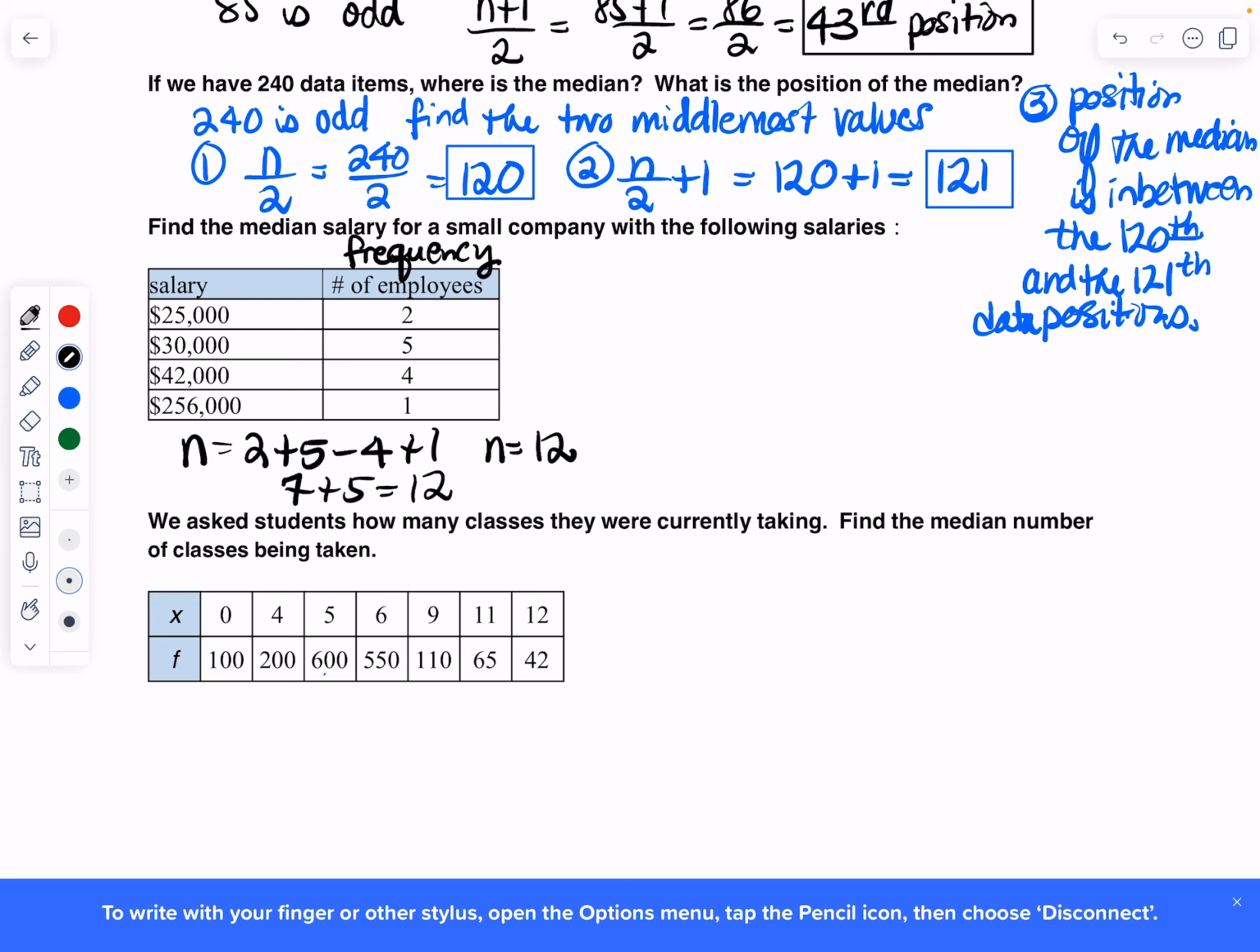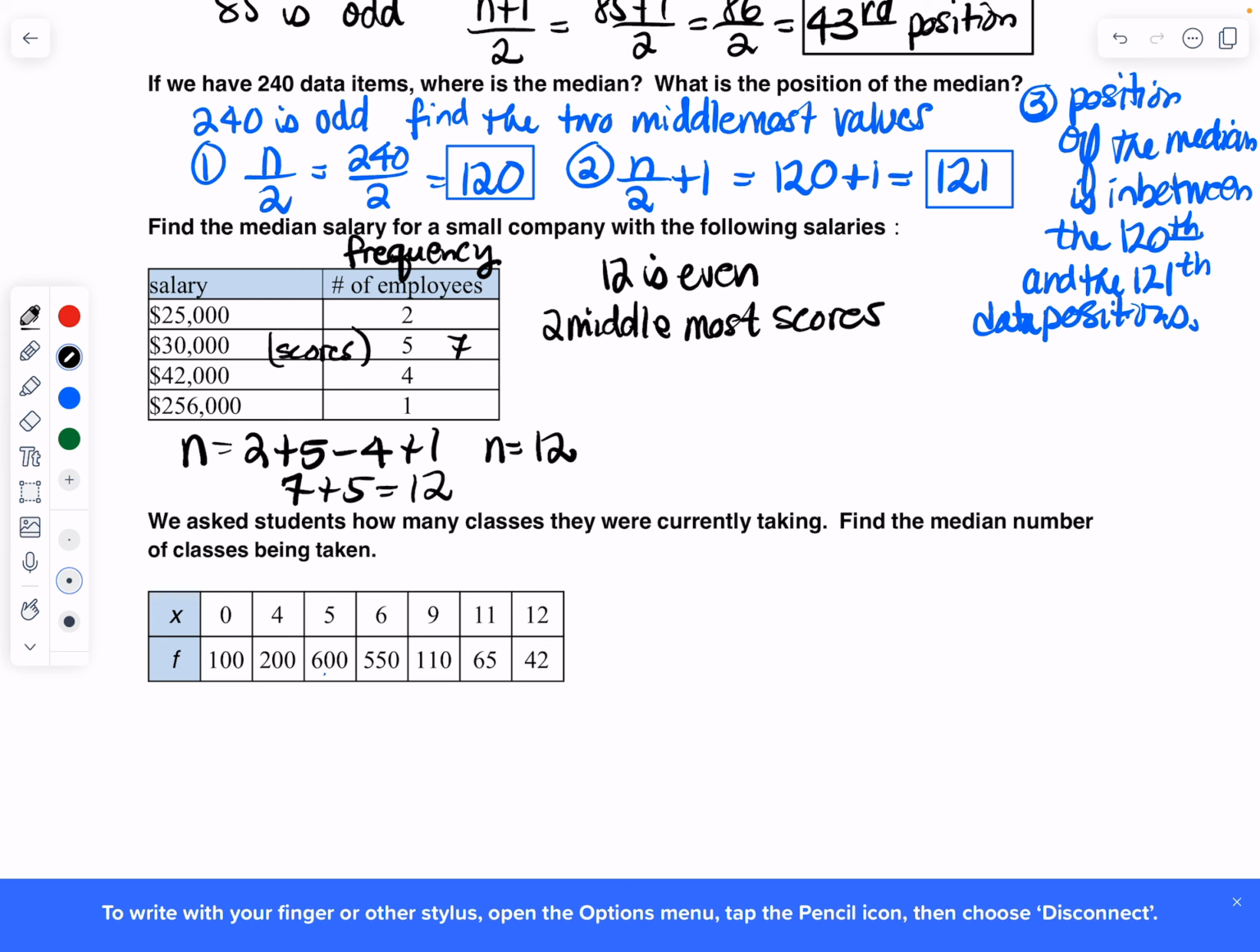So if I want to find the middlemost data, 12 is even. So I have to find the two middlemost scores. Okay. So let's check this out. The beginning, two salaries have 25,000, so I have to move on. And then if I add 2 plus 5, I get 7. So my scores fall here, right in this bracket. Okay, again, I just added 5 and 2 to get 7.